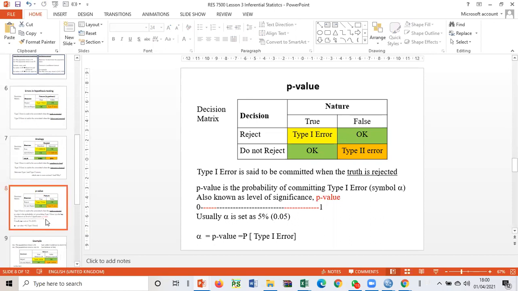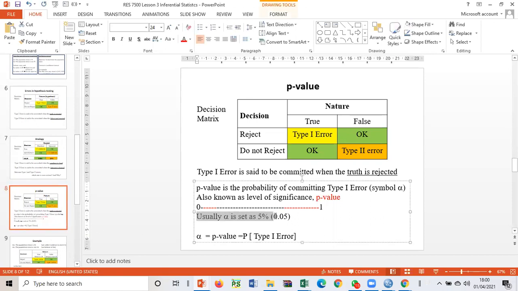So that's your type 1 error. Are we clear? So must be less than this space here. Should not be more than that.